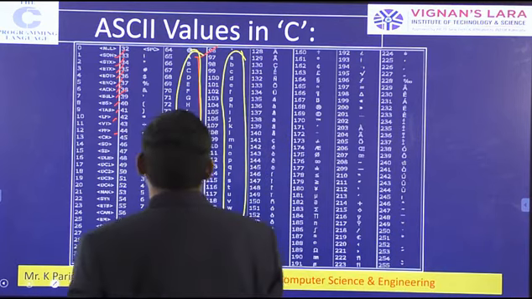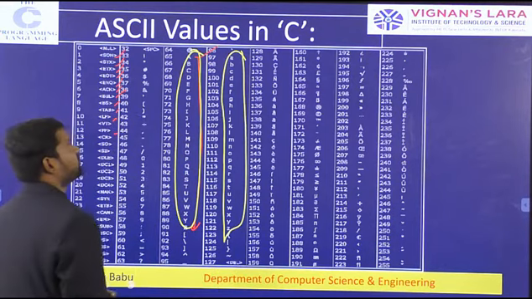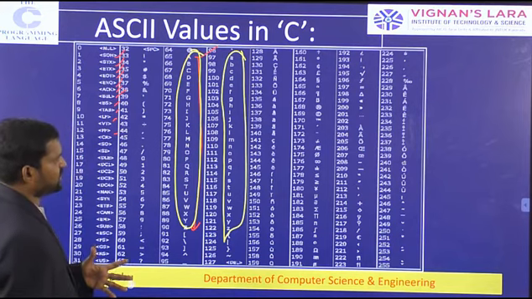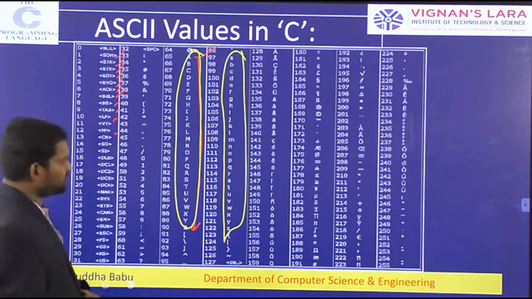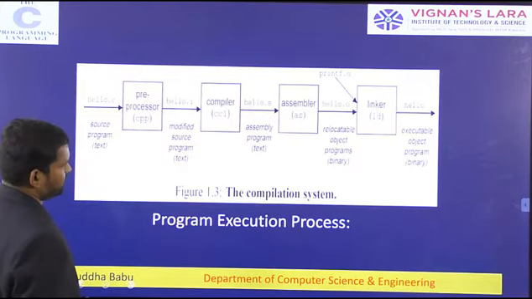So the ASCII value, American Standard Code for Information Interchange, in the C language has 256 characters, from 0 to 255. Every character is stored under its own number.